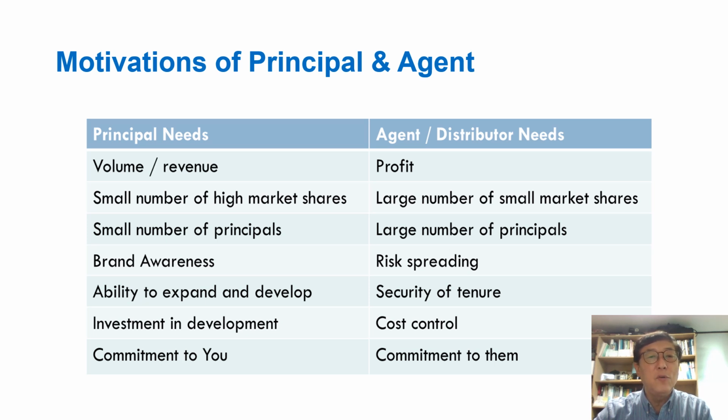And principals need brand awareness. You are new to the market. People being aware of your brand is most important at first, but for the agent, risk spreading is more important. And principals need the ability to expand and develop, but the agent needs security of tenure. Tenure means how long you can work with the principal. That is more important. Investment in development is important for the principal. Cost control is more important for the agent. Commitment to you, commitment to them, so there are differences in motivations.